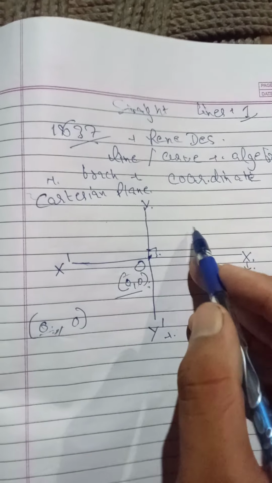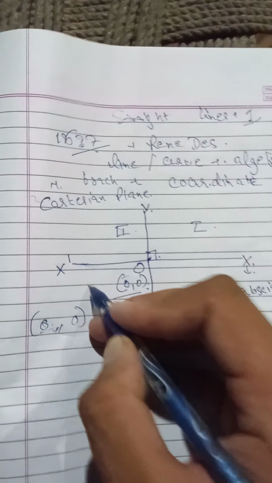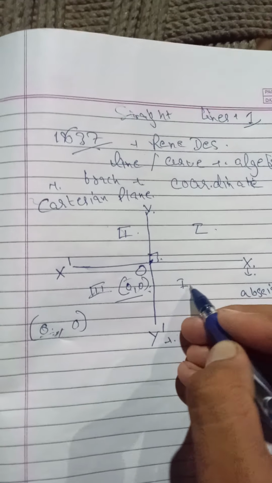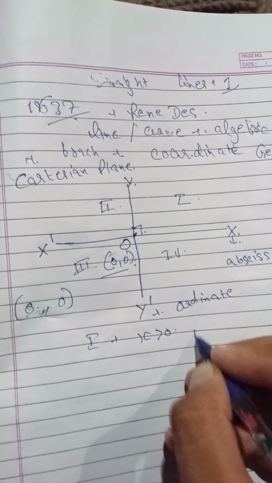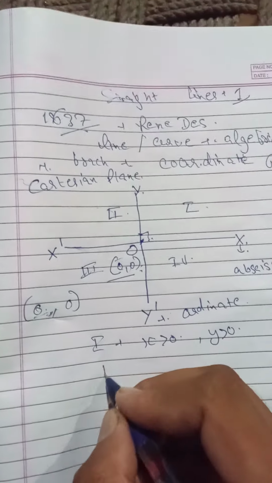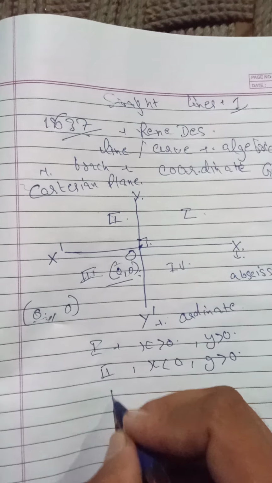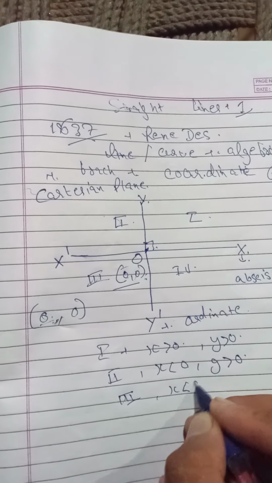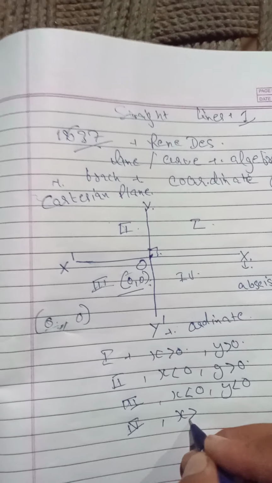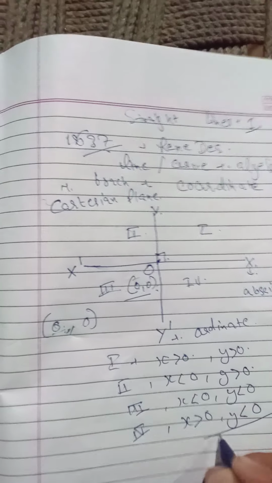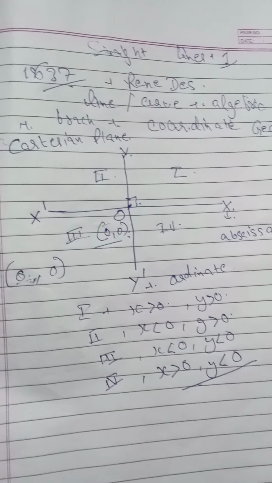These lines divide the plane into 4 quadrants: this is the first quadrant, this will be second, this will be third, and this will be the fourth quadrant. In the first quadrant, x is greater than 0 and y is also greater than 0. In the second quadrant, x is less than 0 and y is greater than 0. In the third quadrant, x is less than 0 and y is less than 0, meaning both negative. And in the fourth quadrant, x is greater than 0 and y is less than 0. These are the regions where all the points lie in the Cartesian plane.